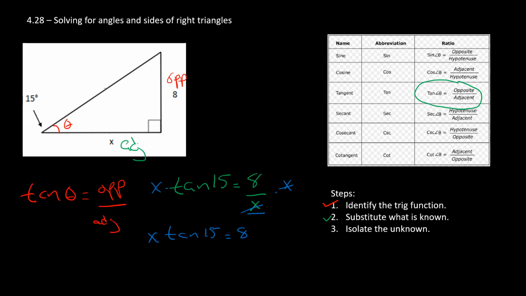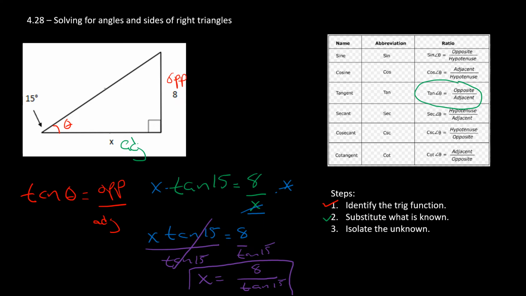Okay? Now we still don't have x by himself because he's already tagged up here with this partner of tangent of 15. So to simplify him out, we want to divide both sides by tangent of 15. These simplify out. So we're left with x equals 8 over tan of 15. Okay, and that is your value. Our x is isolated.